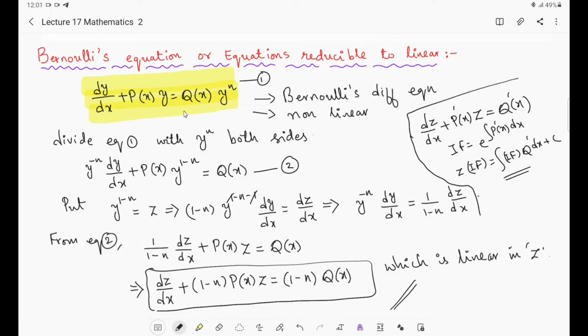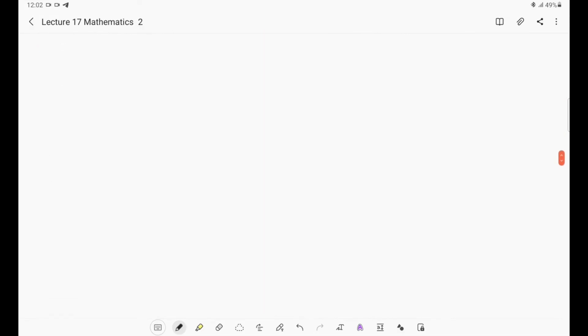Now we will see problems to understand the procedure we have to apply. So we are considering the first problem now. The first problem is: solve x dy by dx plus y equals x cube y power 6, right? So this is the given question.